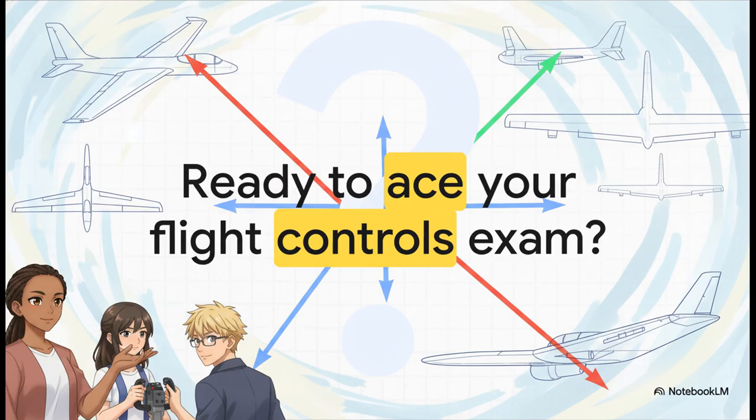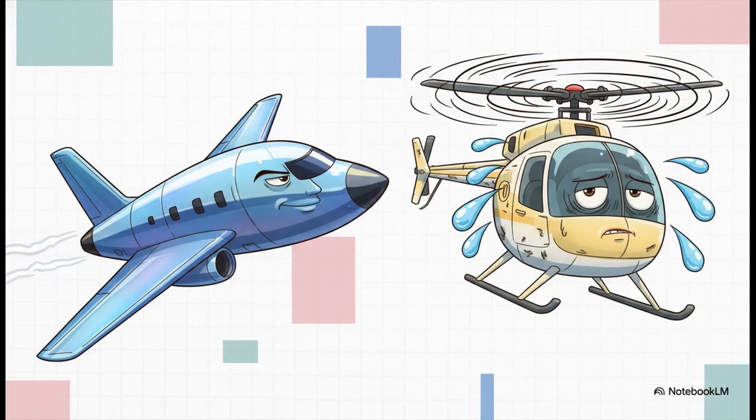Actually, speaking of rotating around axes, why did the airplane break up with the helicopter? Honestly, it was just tired of the constant rotating.